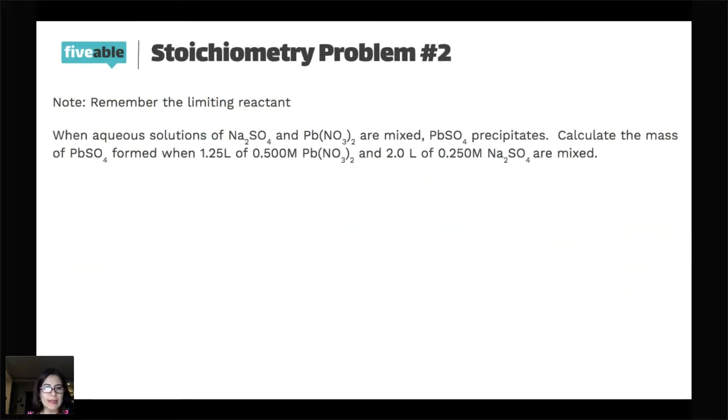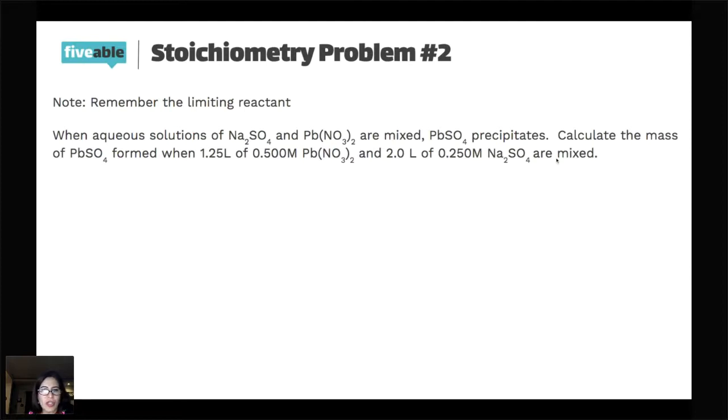Okay, another problem. In this case, we need to work with the limiting reactant. Remember from before that the limiting reactant is the one that runs out first, and the one which will determine how much product will be formed. So again, they give us: when aqueous solutions of sodium sulfate and lead(II) nitrate are mixed, lead sulfate precipitates. Calculate the mass of lead(II) sulfate formed, and they're giving us the volumes: 1.25 liters of a 0.5 molar lead(II) nitrate, and 2 liters of a 0.50 molar sodium sulfate are mixed.